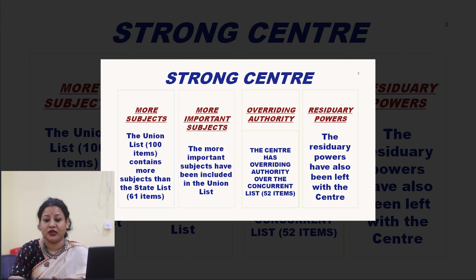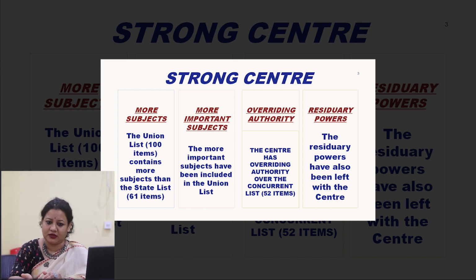The more important subjects have been given to the union list. For example, defense, banking, foreign affairs, currency, atomic energy, insurance, communication, interstate trade, commerce, census, etc. The subjects I just mentioned are of vital importance and significant for our country. So all these powers, all these subjects, are included in the union list.